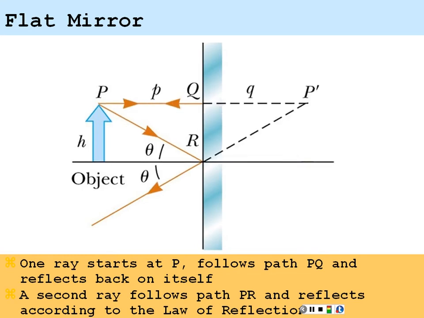we find that they appear to come from a point behind the mirror that is actually the same distance behind the mirror as the object is in front of the mirror. And so we have an image behind the mirror that looks just like the object in front of the mirror, only it's going to have some kind of left to right reversal. But it will be located about as far behind the mirror as the object is in front.